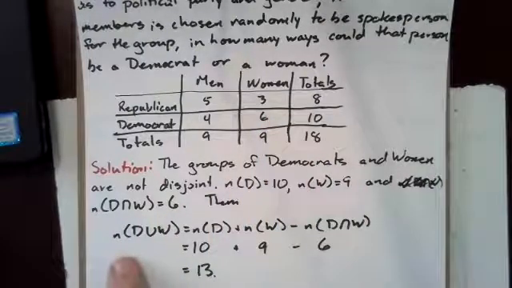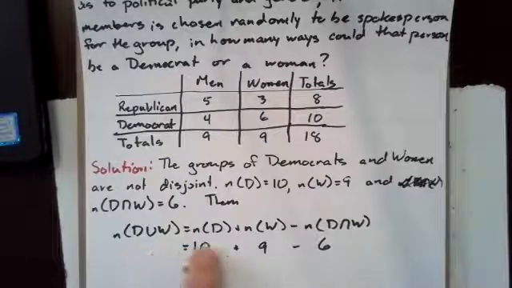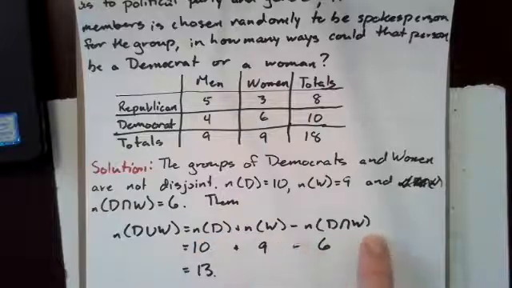So the number of spokespeople who would be a Democrat or a woman is the number of Democrats plus the number of women minus the number who are Democrats and women. 10 plus 9 minus 6 is 13.